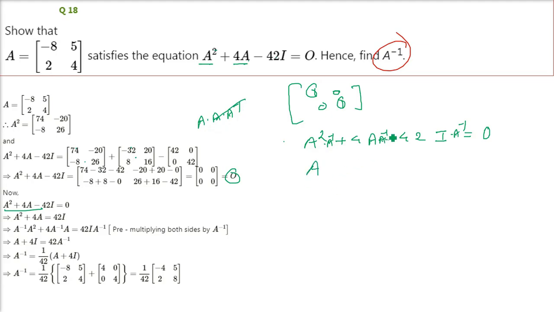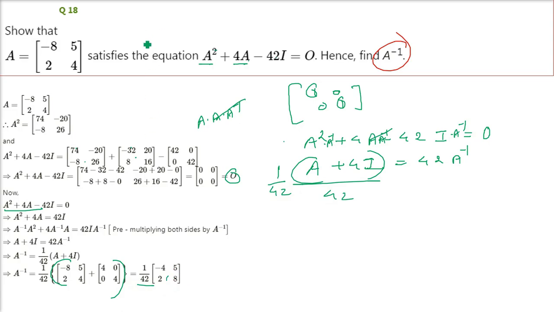Then this also goes to 4 into I, since A into A inverse is I, and equals 42 I into A inverse. You multiply anything with I, the same element will come. So A plus 4I, I hope you will be able to do. A is already there, and just divide it by 42, or you can say multiply it by 1 by 42, and this is going to be the final solution.